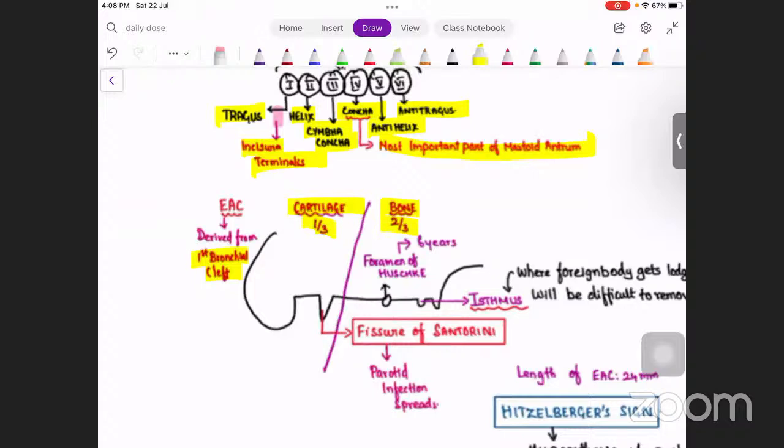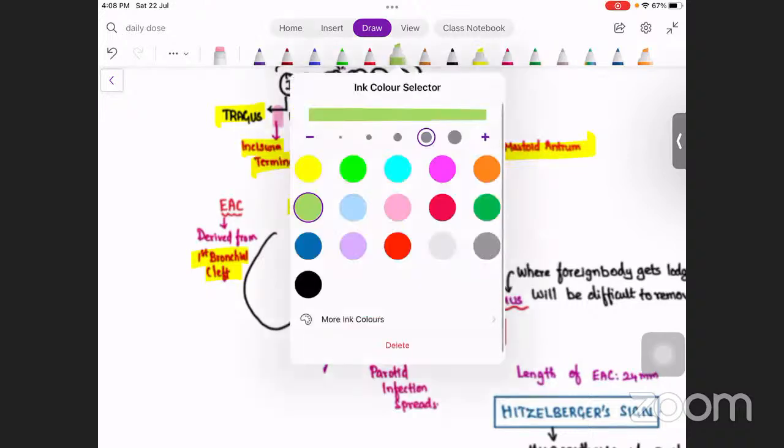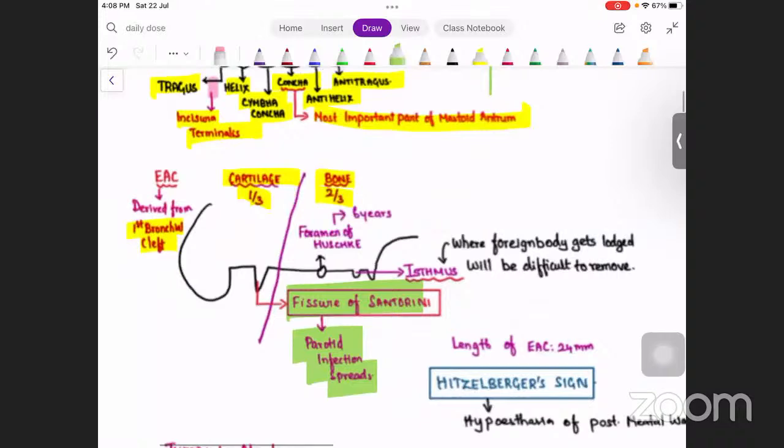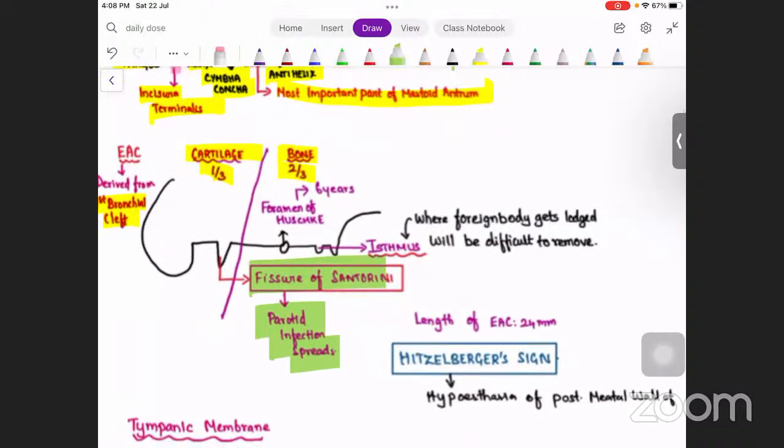On the outer cartilaginous one-third, you have an important landmark called the fissure of Santorini, where you may see parotid infection spread. Then you have the bony two-thirds, where you may see two structures, one foramen and one ridge. The ridge is called the isthmus, and the foramen is called the foramen of Huschke, which is developed by 6 years. The isthmus is one of the tricky landmarks: wherever a foreign body gets lodged in the isthmus, it will be very, very difficult to remove.